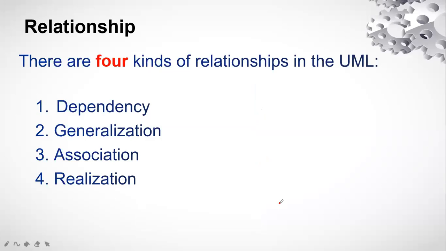Now, there are four types of relationship, which we have already seen, because whenever there are classes, there can be a relationship. There is a link between the two classes being rendered in the diagram. These are of four types. The first one is termed dependency. The second one, generalization. Third one, association. And fourth one, realization. We'll see how these are different from each other.